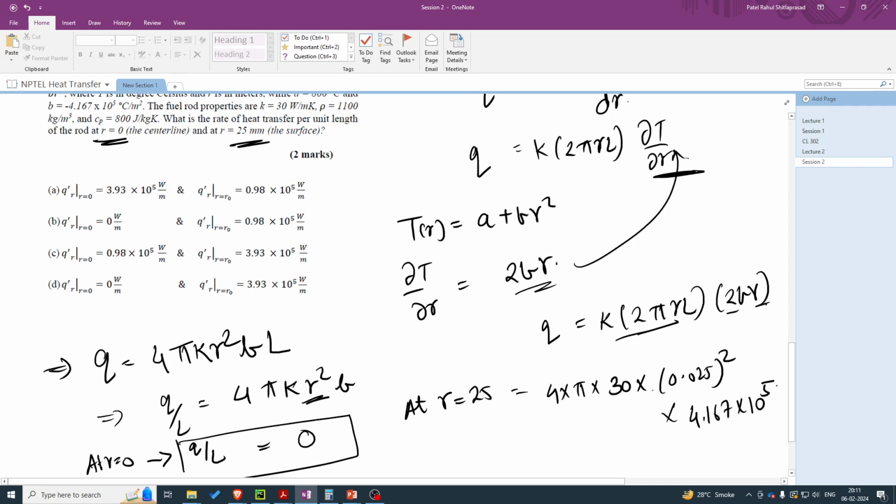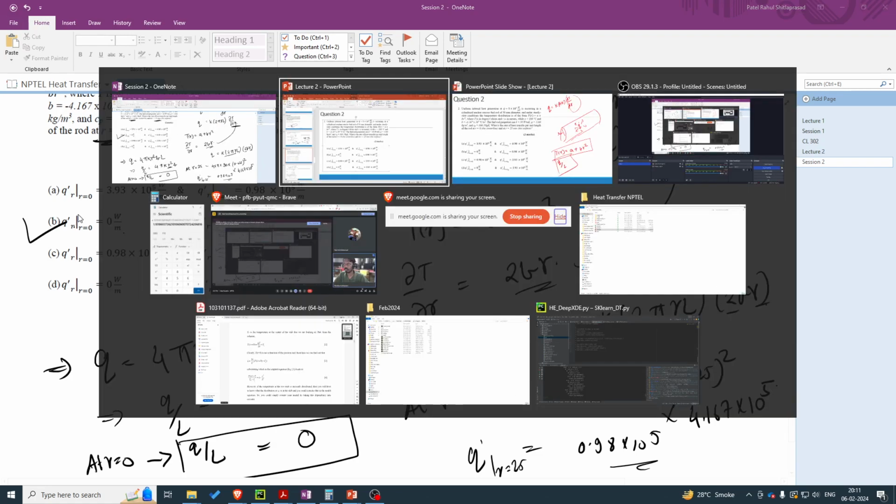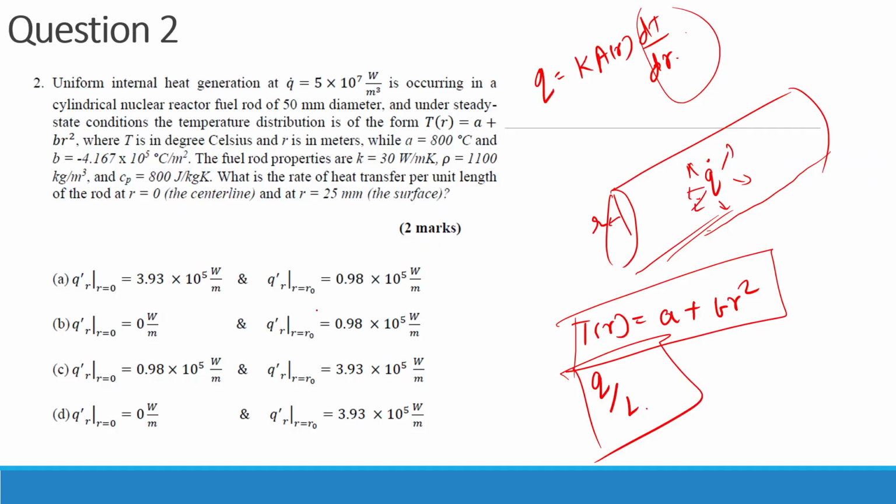So yes, you can try solving this and get the value of Q by L at R equal to 25 mm as 0.98 into 10 raised to 5. From the given options, this is 0.98. So option B is the correct one.